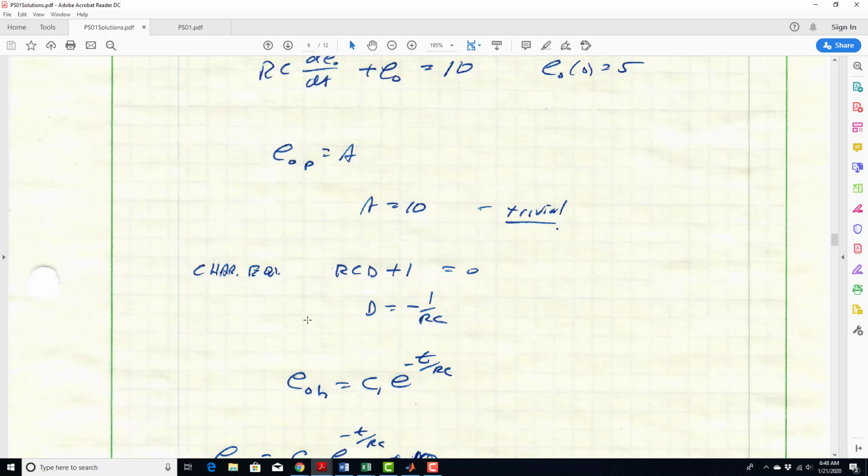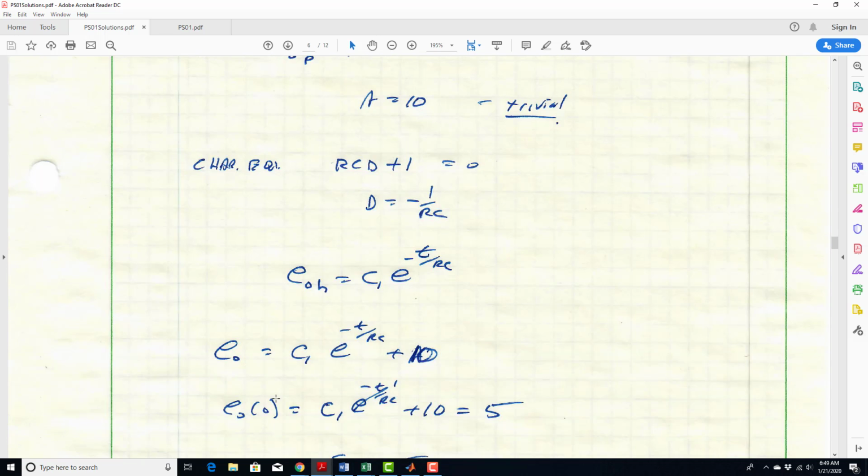Our characteristic equation, RC D plus 1 equals 0. D is minus 1 over RC, and the homogeneous solution is of the form C1 times e to the minus t over RC. And remember, I just talked about the coefficient of the exponential containing the time constant. Again, if you remember from your original circuits course or maybe in physics, we talked about the RC time constant, which defines the way a system like this responds.